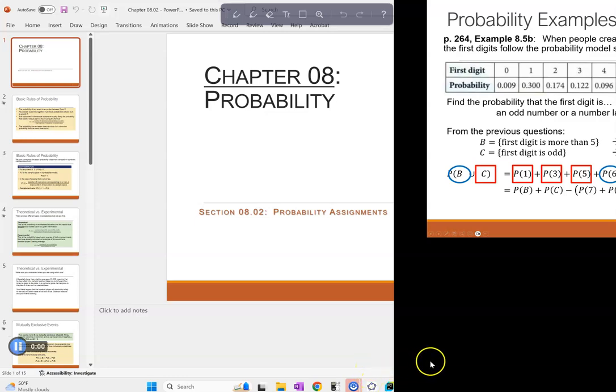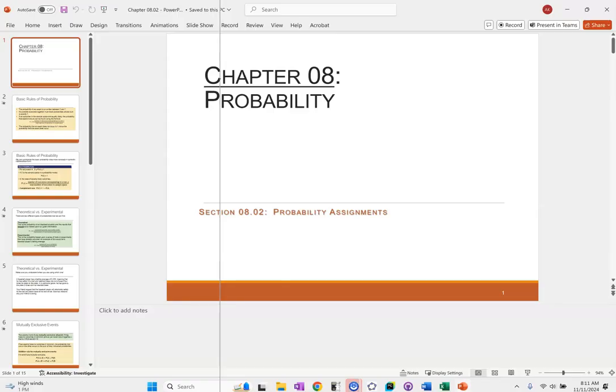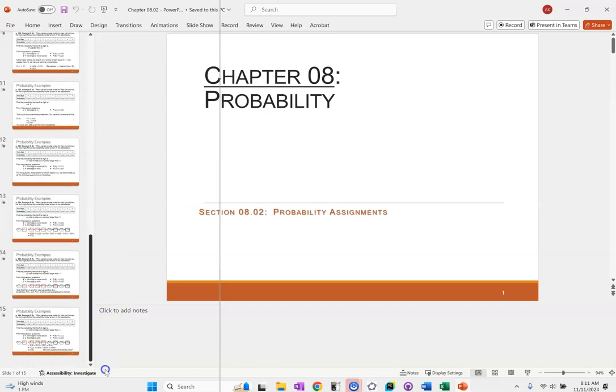What do you notice about the probability of 7 and the probability of 9 in a set, like in set notation? Since they're in both set B and C, that's the probability of B and C, or B intersect C. Oh, that was it, huh? That's my whole thing.